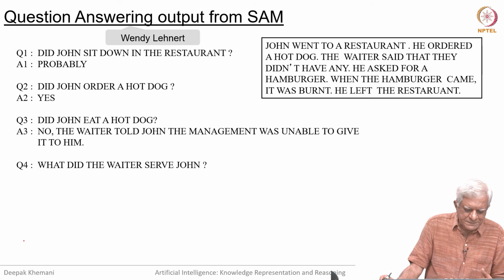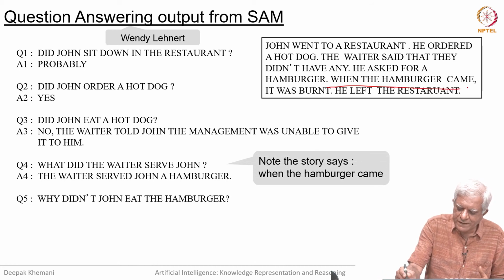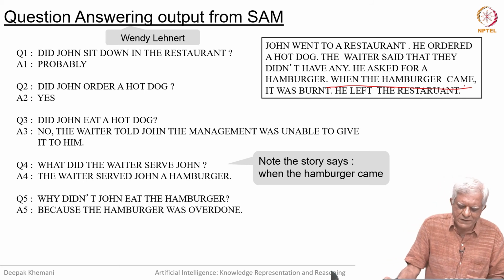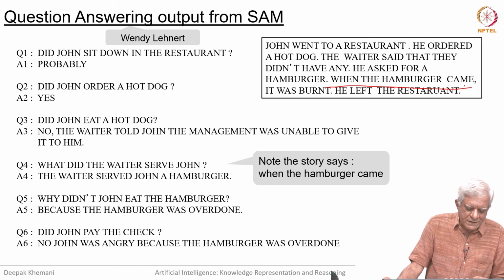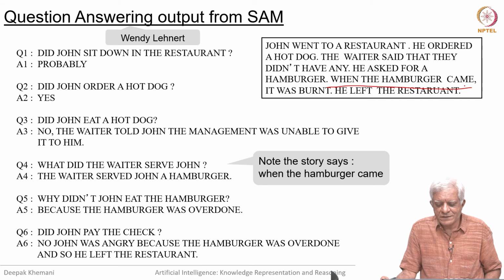It was not available. What did the waiter serve John? The waiter served John a hamburger. If you look at the story, it says when the hamburger came. It does not say the waiter served it to him, but because you have the script and you are working with the script, you know what is happening. Why didn't John eat the hamburger? Because the hamburger was overdone. Did John pay the check? No, John was angry because the hamburger was overdone and so he left the restaurant. So, a little bit of guesswork here that he did not pay for the hamburger.